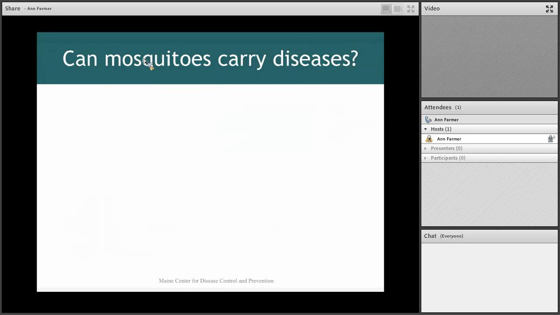So, can mosquitoes carry diseases? Mosquitoes can carry diseases, and different mosquitoes can carry different diseases. If I was there in front of you, I would ask you to name diseases carried by mosquitoes. There are two mosquito-borne diseases which are endemic in Maine. This means that they are found here all the time. And the two diseases are Eastern equine encephalitis virus and West Nile virus.